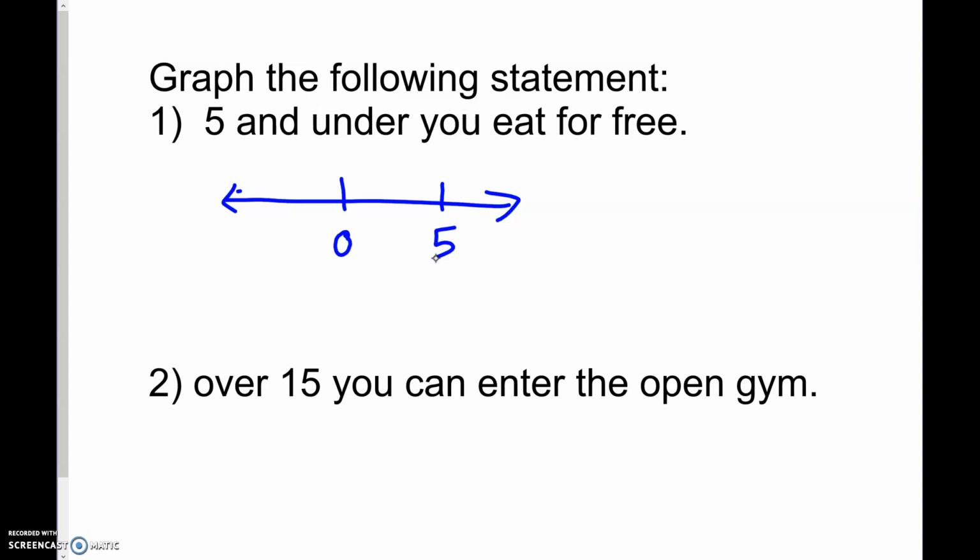So when you go in and they say, well, how old are you? And you say, I'm 5. Do you get to eat free? Or are you going to have to pay? Okay, how old are you? I'm 4. Okay, so 4 for sure, because 4 is under 5. But when it says 5 and under, that means that we are going to include this. So we're going to have this here, and we're going to shade left.